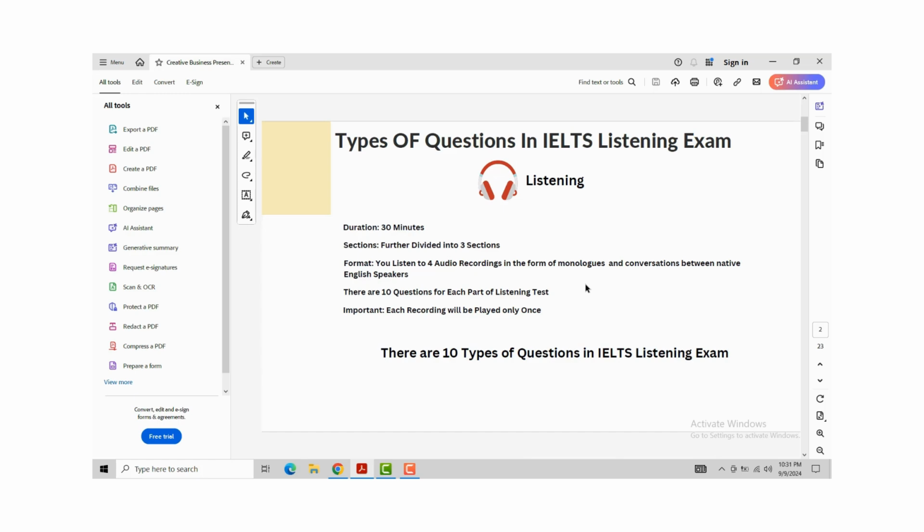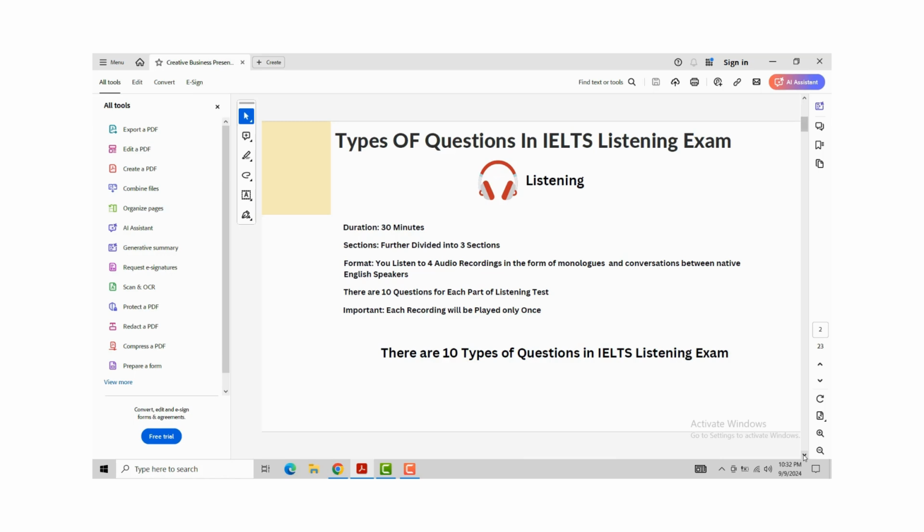For example, your next exam will have 4 of these types, or 5 of these types, or 3 of these types, or the exam after the next exam will have 6 of these types, or 2 of these types, or 3 of these types. So each IELTS listening exam has a combination of these question types. Not every exam will have all 10 types of questions. They will have a combination of questions. These are the 10 types of questions you will see in different IELTS listening exams.